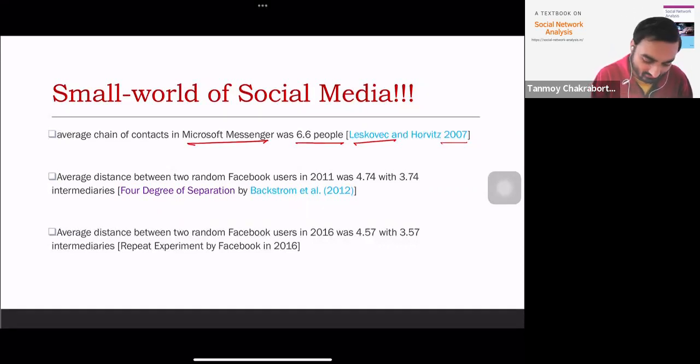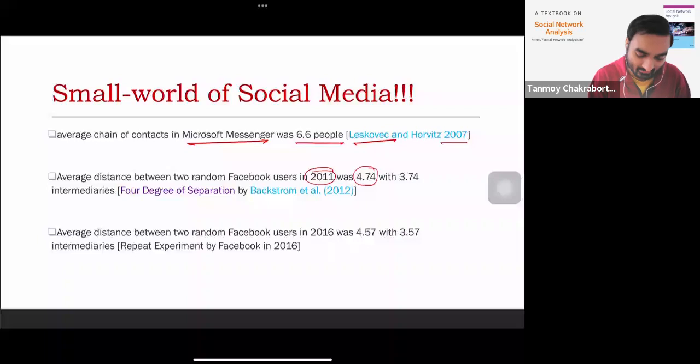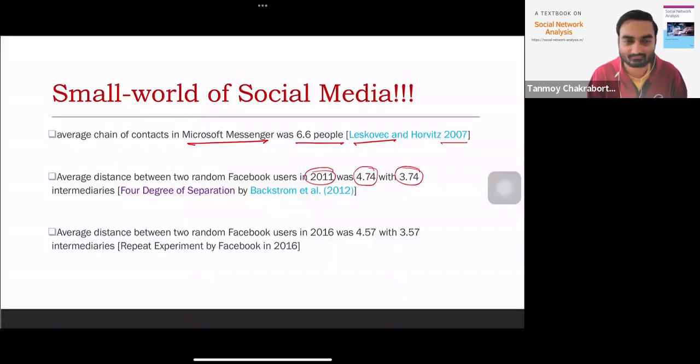A few years later, in 2011, Facebook did this experiment, again in the online setting, and it turned out that the average path length is 4.74, even less than 6, right? Facebook repeated the same experiment later, and at that time it turned out to be 3.74. So then Facebook coined the term fourth degree of separation. They said that no, the world is getting closer and closer.